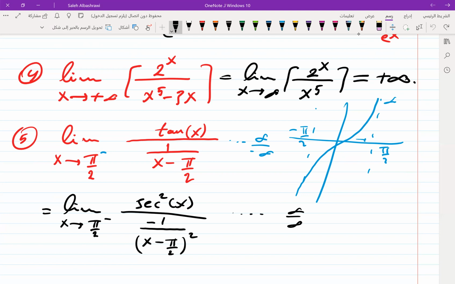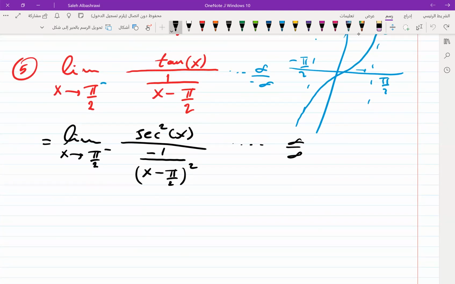Because secant is 1 over cosine, and 1 over cosine of pi over 2, which is 0, is 1 over 0 equal to infinity. And the denominator will be minus infinity. So it's again infinity over minus infinity, which is an indeterminate form. If we differentiate again, we will have something more complicated. So before doing that, let's simplify the function. In some cases, we need to simplify the function before doing anything.